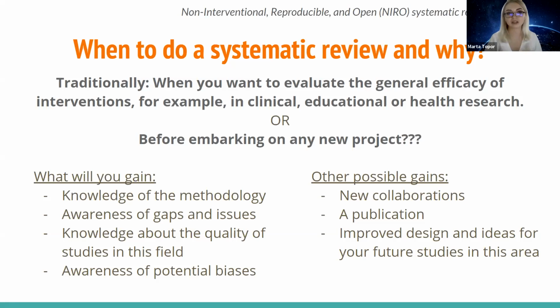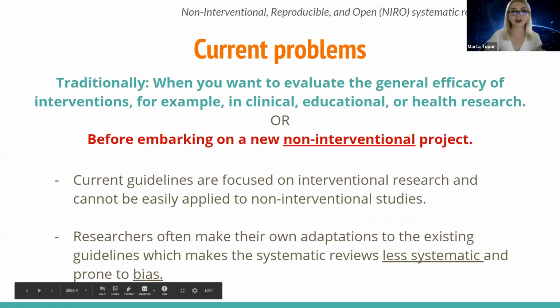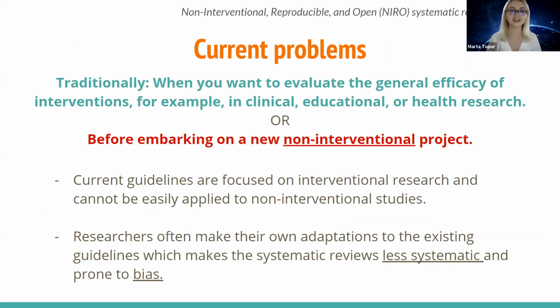So those are general advantages for improving rigor in research, but there are also advantages that you can gain for yourself. So things like improving your skills and methodology, awareness of gaps and issues and biases within the field, and things like new collaborations and publications from systematic reviews. So I hope that this convinces you that we need to start doing systematic reviews more often, and perhaps you feel like, yeah, great idea, let's do it.